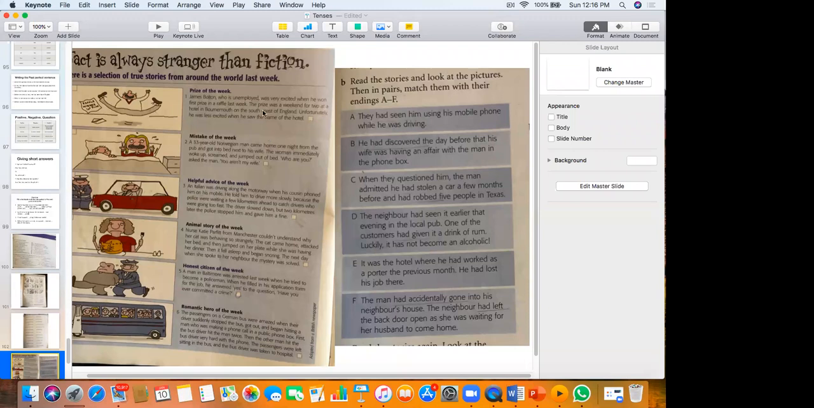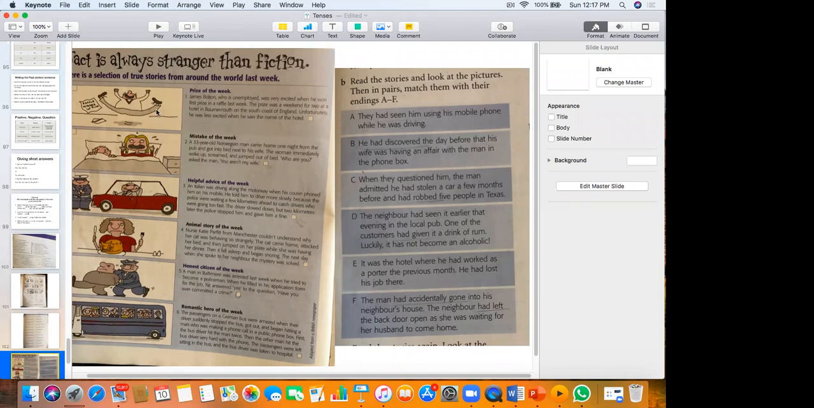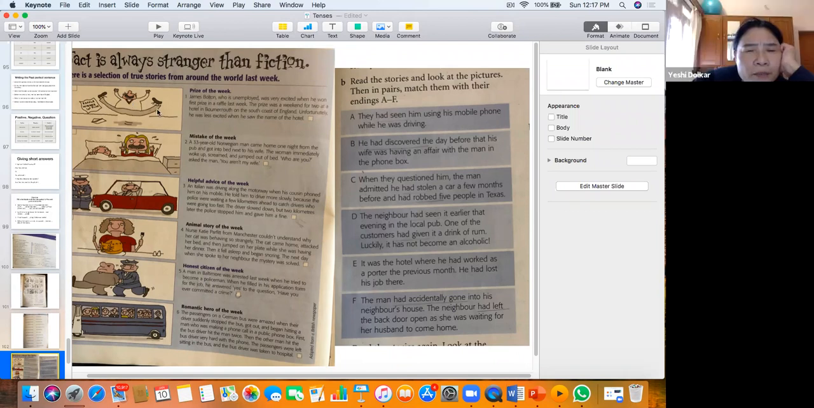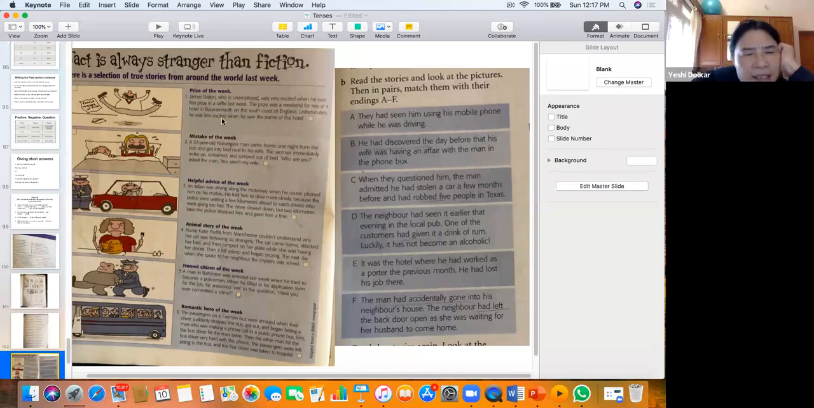Understood? Did you understand the story? James Bolton, who is unemployed, doesn't have work, was very excited when he won the first prize in a raffle last week. All right, so he won a lottery. He won the first prize in a lottery. Raffle is a lottery. The prize, what was the prize? The prize was a weekend for two at a hotel in Bournemouth on the south coast of England. So they were going to get a free hotel at this place in England. Unfortunately, he was less excited when he saw the name of the hotel.